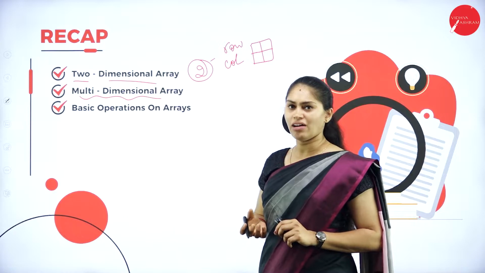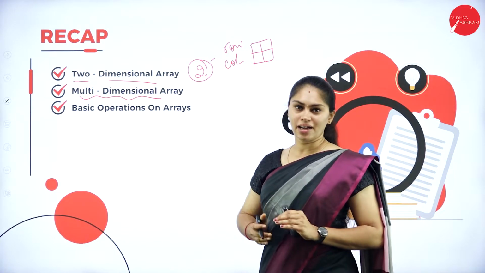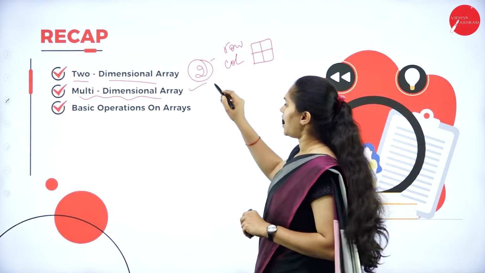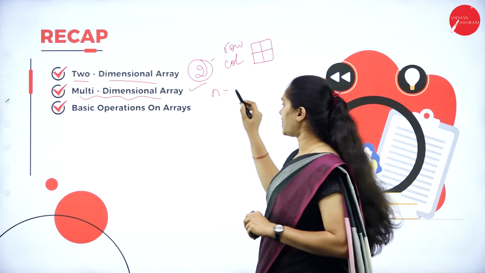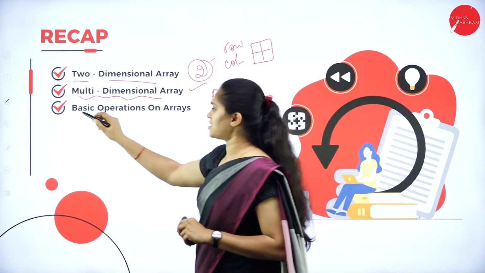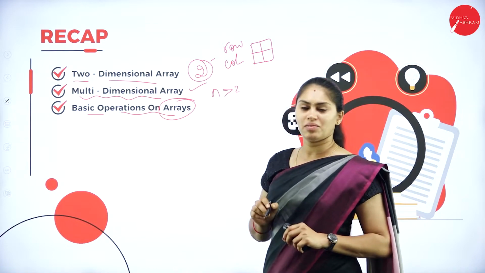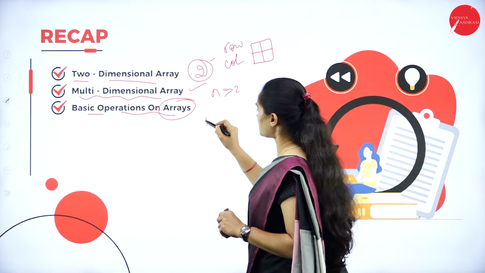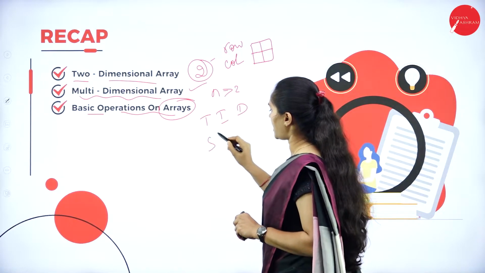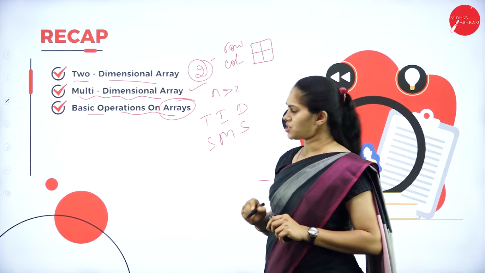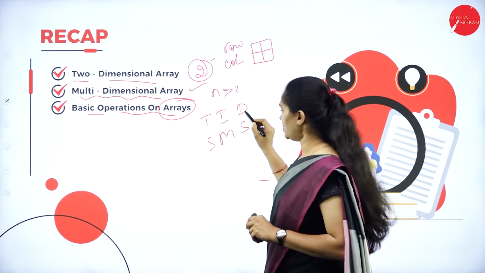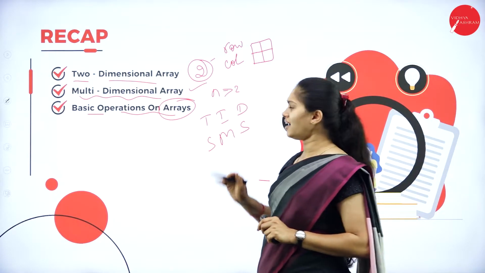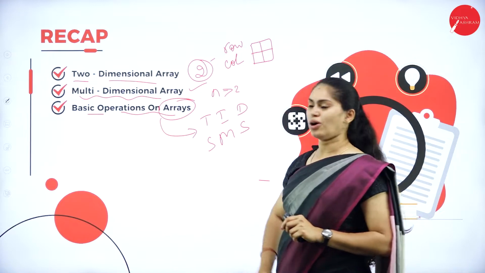When we have more than 2 subscripts in an array in order to access an element, then we call that a multi-dimensional array, and it can be n dimensions, which is greater than 2. I have also discussed the basic operations we can do on this array. So how to remember that? That is TID SMS, right? What are the operations we have? Traversing, insertion, deletion, searching, merging, and sorting. These are the different operations we can perform on this array.